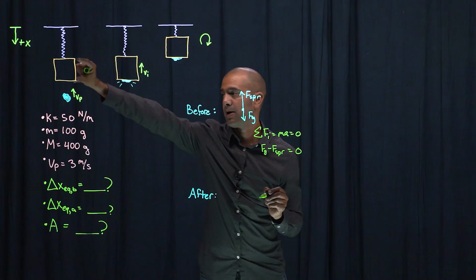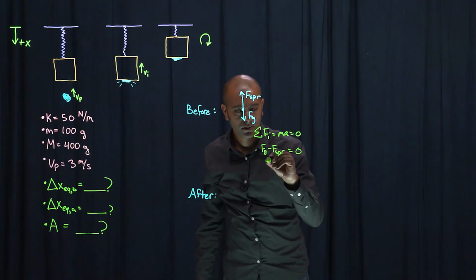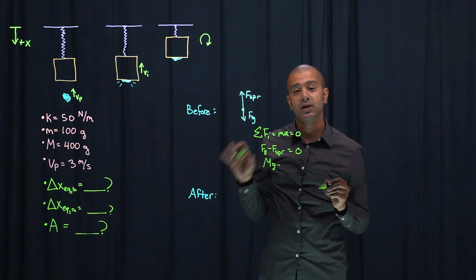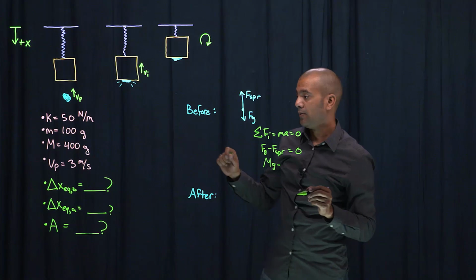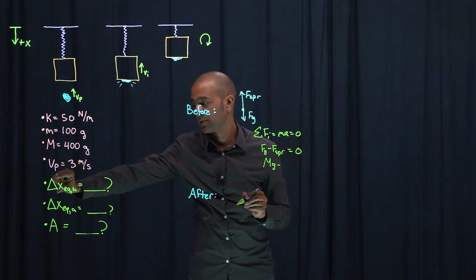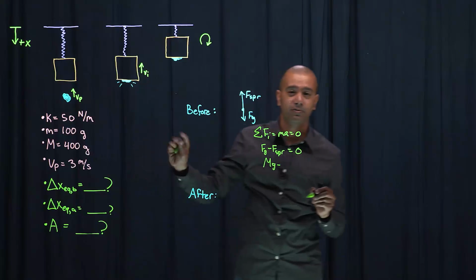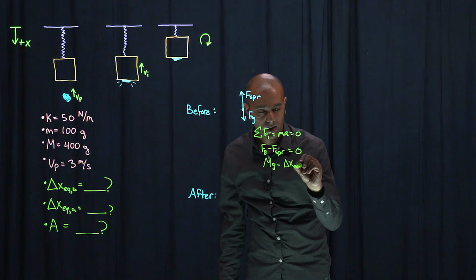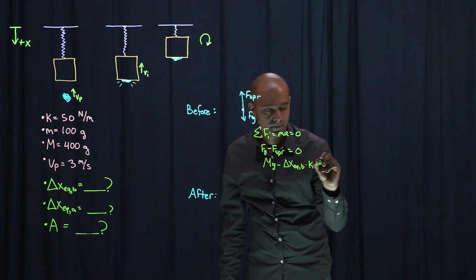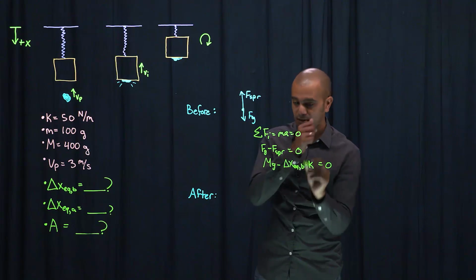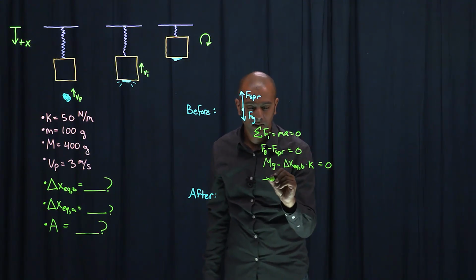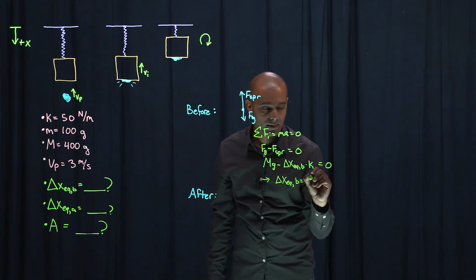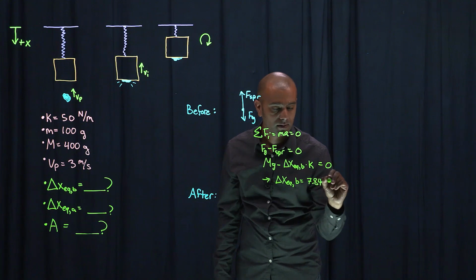The mass in this case is just the mass of the block, which is 400. So you have big M times g. And then the force of the spring is always the extension times the spring constant. The extension in this case I've defined as delta x EQ sub b, where b is for before the collision occurs. So it's the extension, which is that quantity, times the spring constant. And we know everything here except for this quantity right here, so you can solve for that very easily to get 7.84 centimeters.